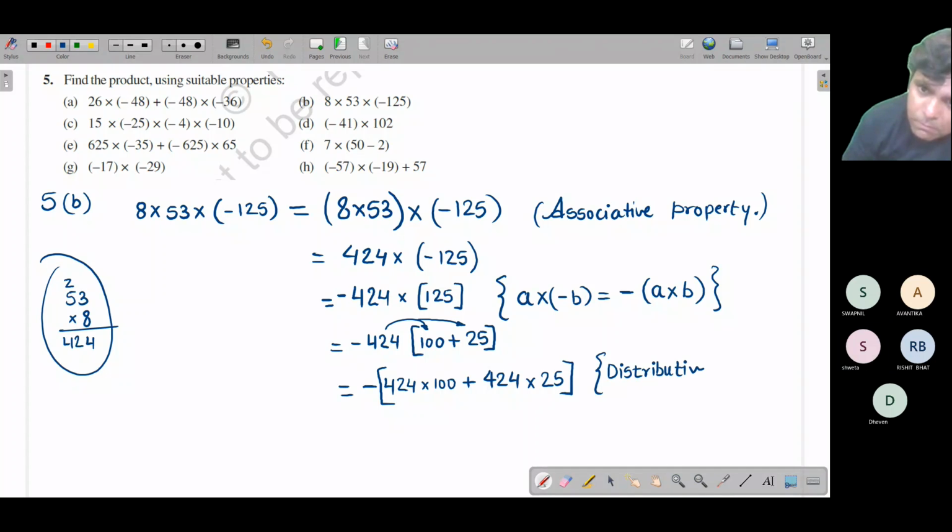Sir, in any question can we use any property? Yes, you can use it if that property is applicable there only. Just observe the problem.